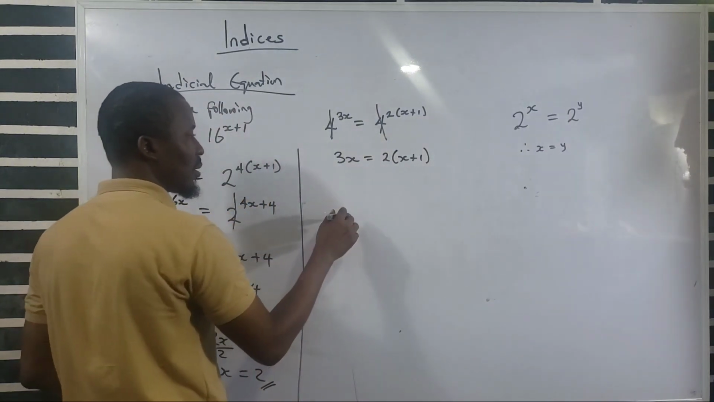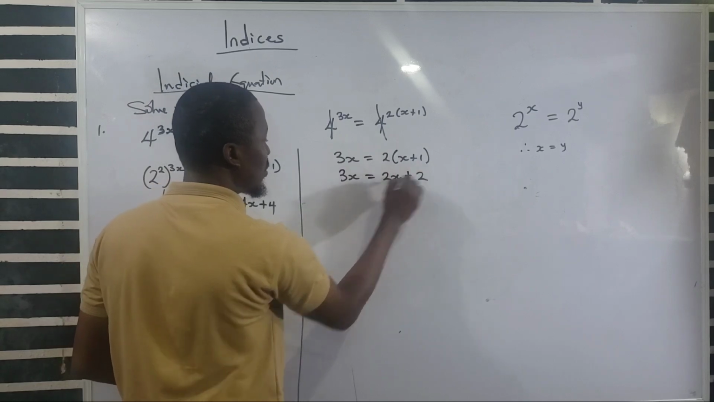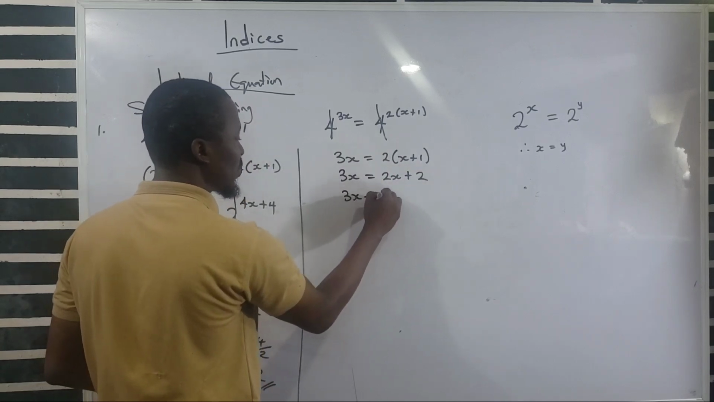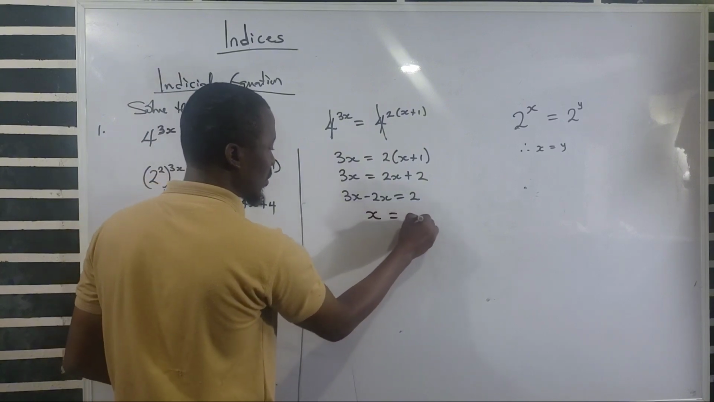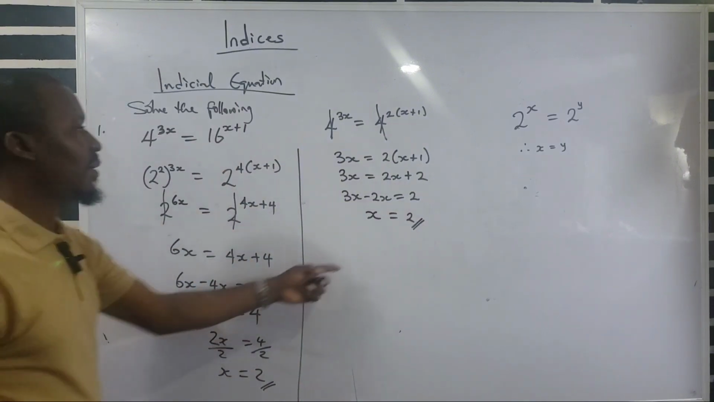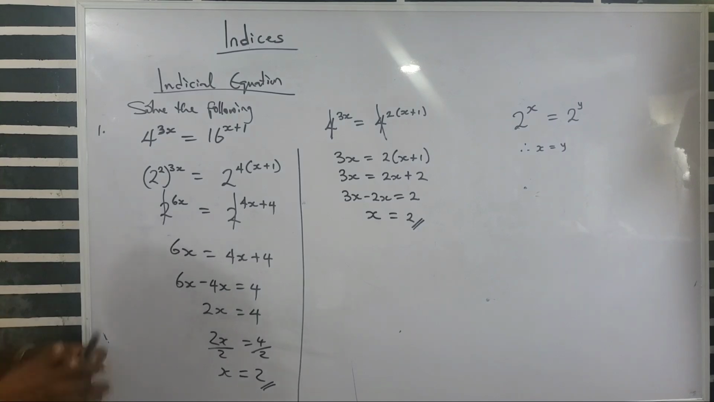You can open your bracket. You have that 3x equals 2x plus 2. So 3x minus 2x equals 2. This will give you x equals 2. So you can use any method you want and solve your problem. So let us go to the second equation.